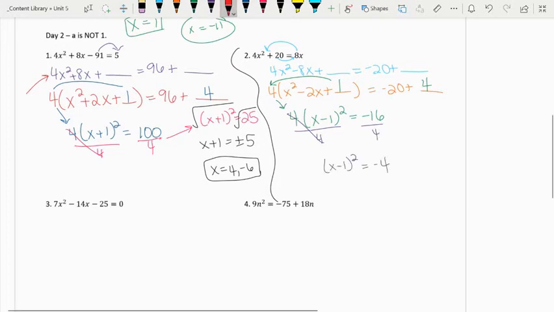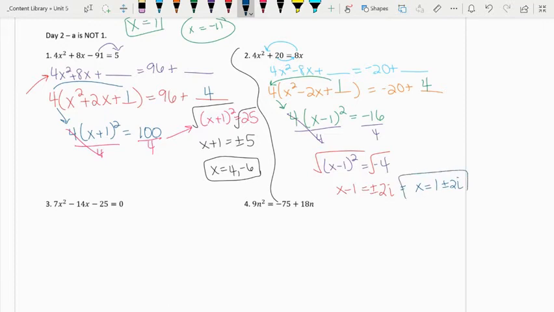And then we square root. And now we have a square root of a negative. Whenever we have a square root of a negative, we pop an i out. And we have plus or minus, and then the square root of 4 is 2. So we have plus or minus 2i. The only thing we have to do at this point is rewrite it by adding the 1 over. X equals 1 plus or minus 2i.